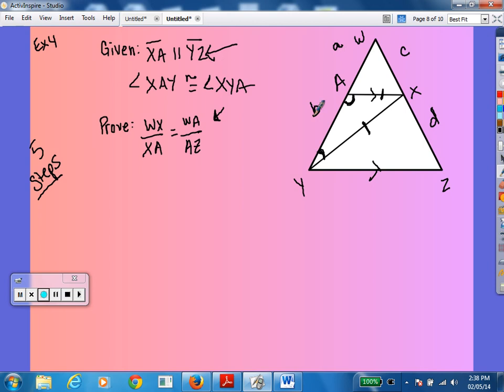We wrote this as A over B equals C over D. Let's write those as a statement like this. Okay, so let's write it as a proportionality. So A over B would be WA over AY equals WX over XZ. Okay, so that statement would lead us to this statement.